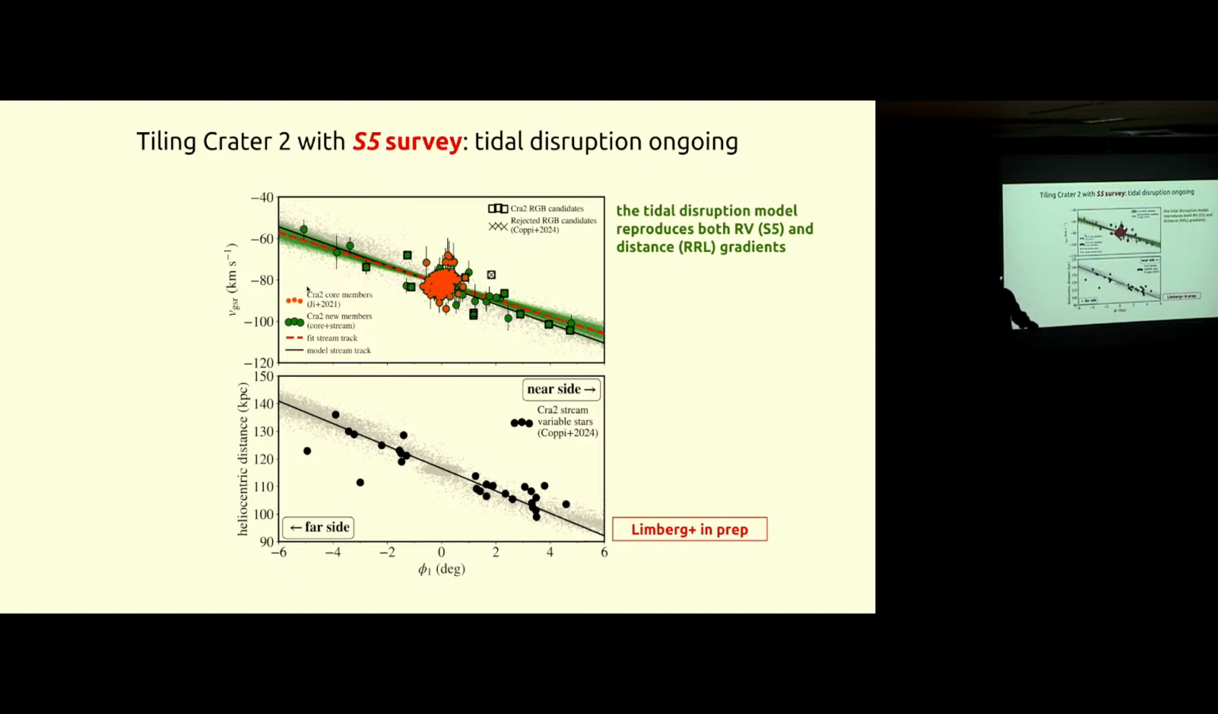Basically, some stars are in front of the orbit and some stars are behind the orbit, so they have some velocity difference because, in the case of this galaxy, some stars are just past apocenter and some stars are still reaching apocenter.